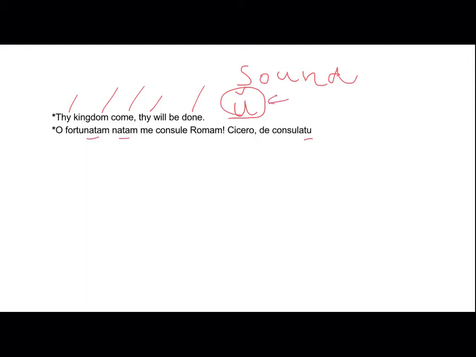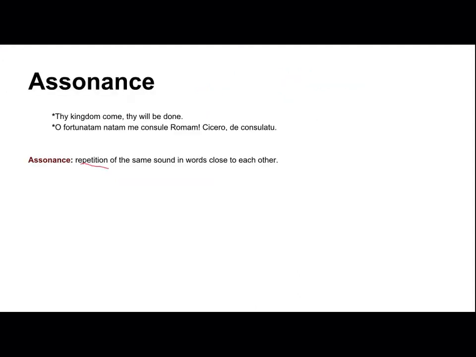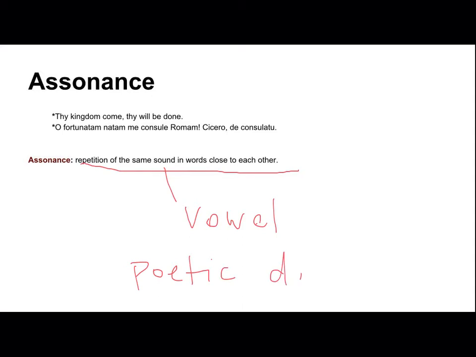Roma, consulatu, all of that sort of ah sound. I don't know how you mark that pronunciation marker, but this is called assonance, when you have the repetition of the same sound in words close to each other, usually the same vowel sound, okay? It's a poetic device as much as it's a rhetorical device. Important to know.